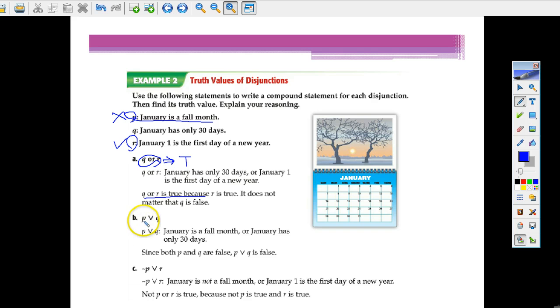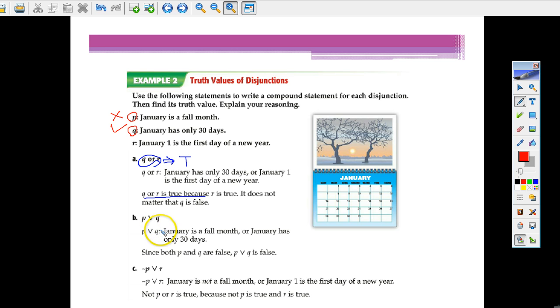This one, P or Q. Let's erase this. Let's do this one in red. P or Q. January is a fall month, we know that's not true. January has only 30 days. Looking at the calendar, yep, that one is true. So P or Q, even though P is false, Q is true.